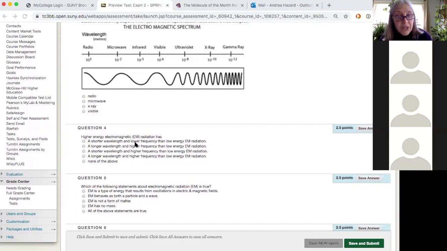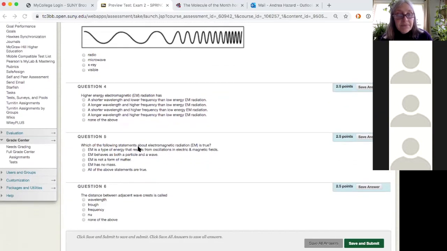lower frequency, but actually there's an inverse relationship. Frequency is the number of waves that pass a certain point in a given amount of time, and all electromagnetic radiation travels at the same speed. So if we have a shorter wavelength, the waves are closer together, like over here, and it's going to have a higher frequency. More waves are going to pass a point in a given amount of time. So that would be choice number 3.